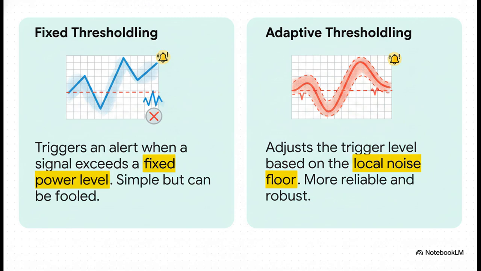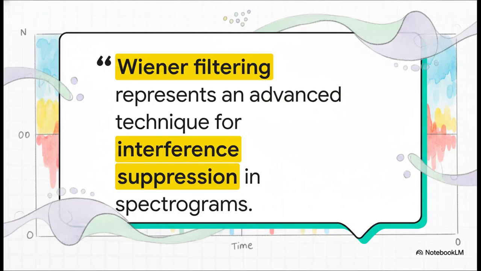A much smarter approach is adaptive thresholding. This method is constantly measuring the background noise around it and then sets the trigger level just a little bit above that. It's way more reliable in a dynamic real-world environment. Now, if you want to get really sophisticated, we can use an advanced technique called Wiener filtering. This is a seriously powerful algorithm for not just detecting, but actually suppressing or removing interference right from the spectrogram data itself.